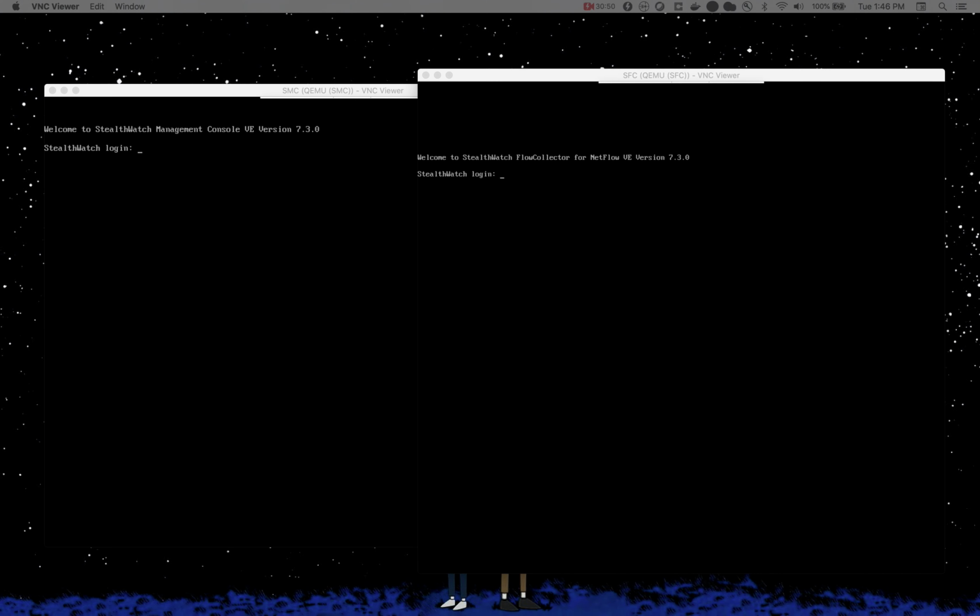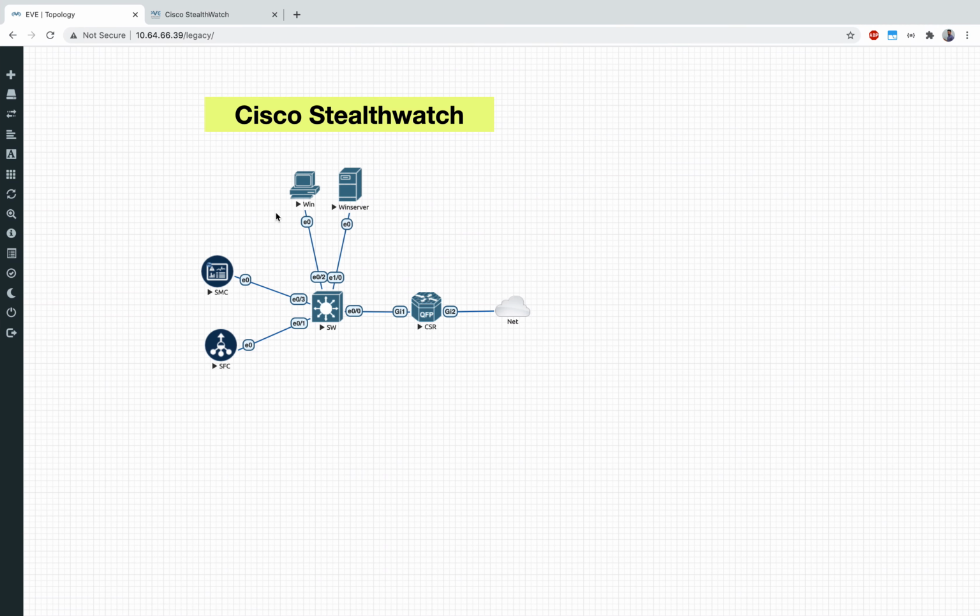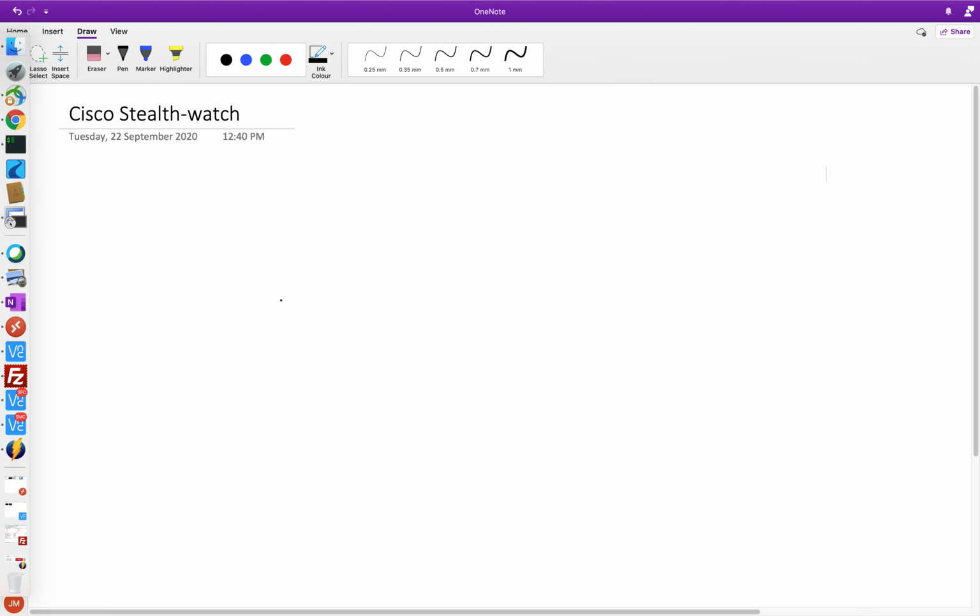So now let's do some very basic bootstrap configuration. Let's start with probably my flow collector, or maybe SMC is also fine. Let's do SMC first. The first thing is you log in using the default username and password, which is sysadmin. And let me just write down the password, LAN1COPE, so that you guys also know about it.